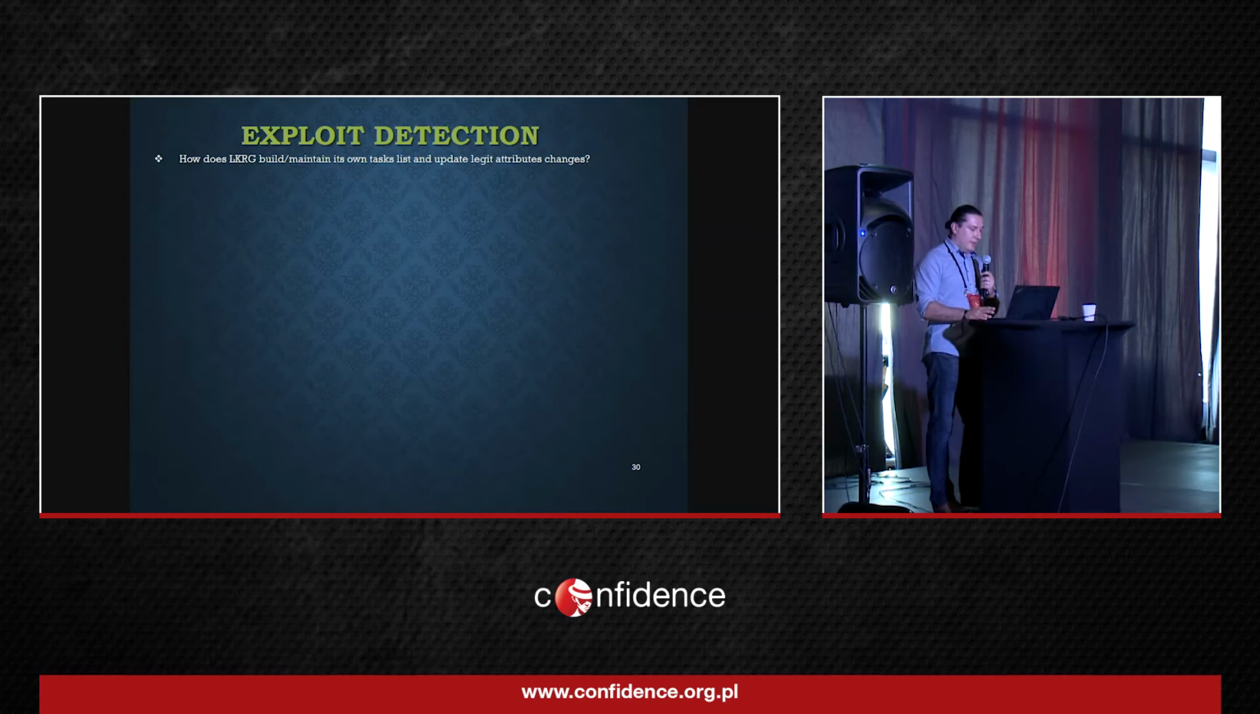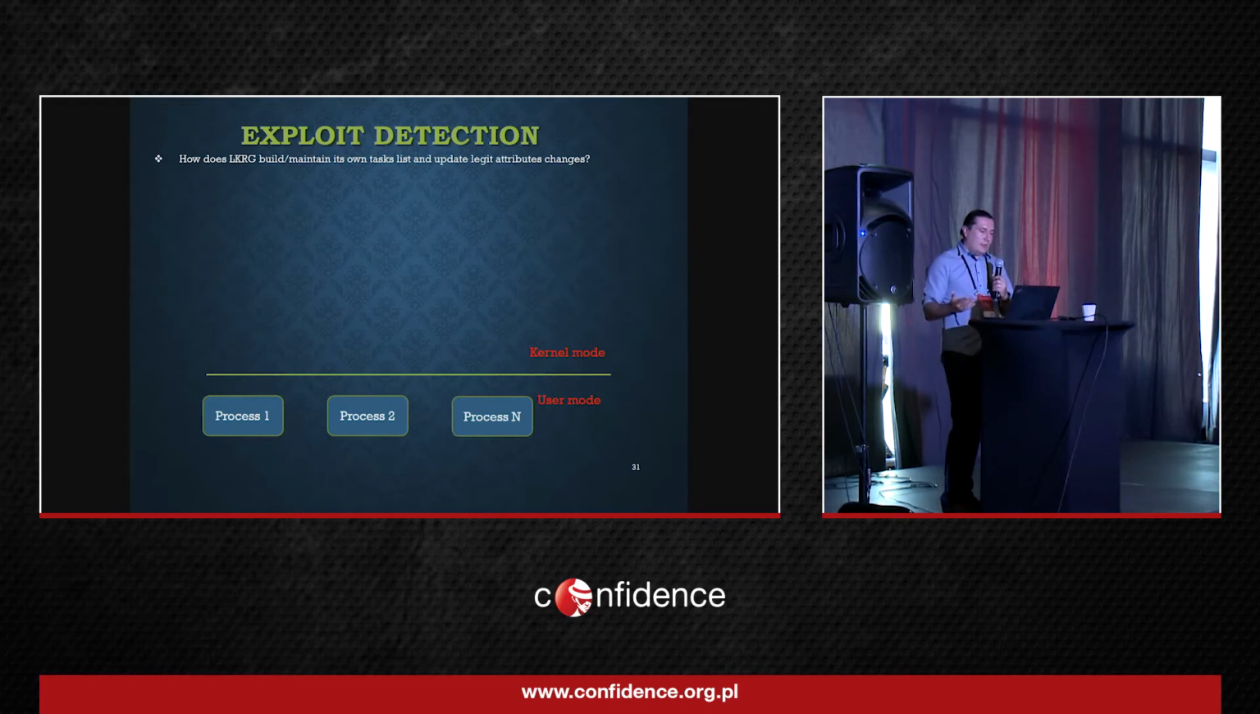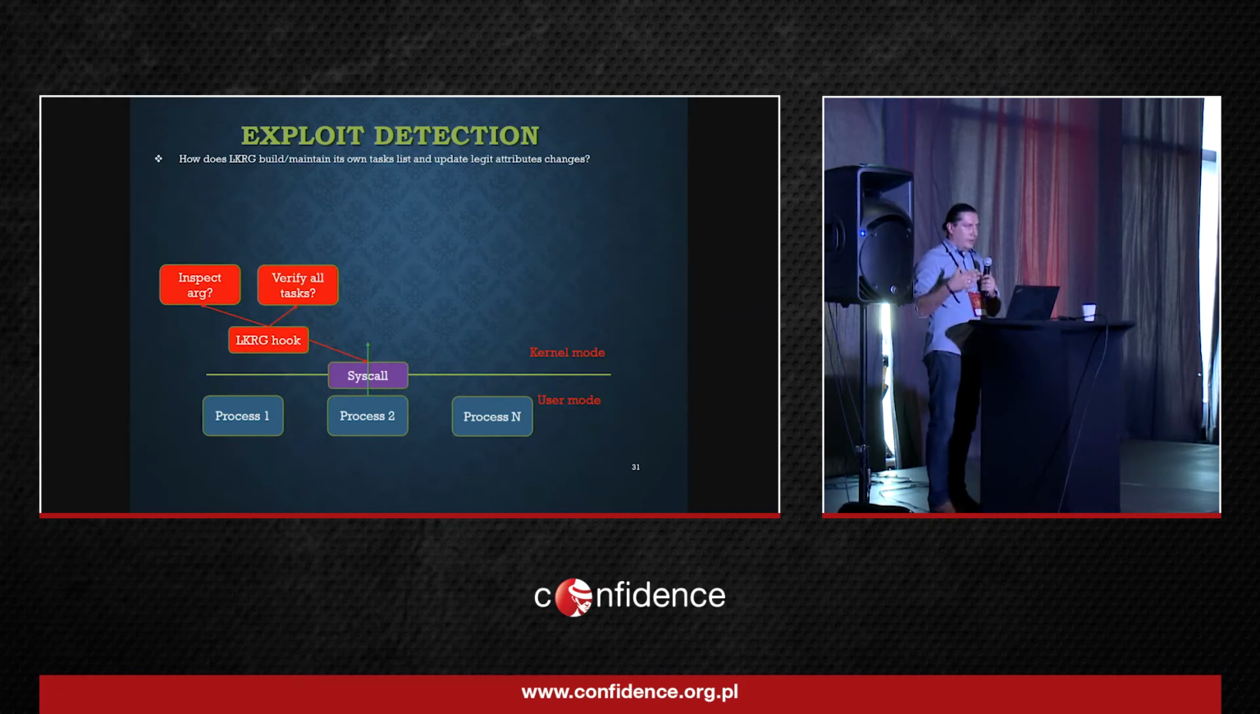Now the question is how LKRG builds and maintains this task list and updates the attributes in the system as changes happen, because it happens all the time. You can imagine that in the normal run of the system, you have multiple processes, and a random process at a random point of time might call some syscall. If the syscall happens, LKRG intercepts the kernel and takes over control at this stage, before the syscall even starts to run. By doing that, LKRG has two functionalities here.